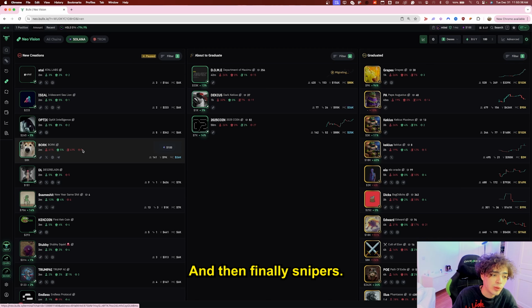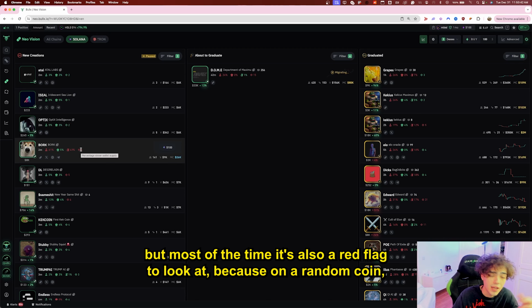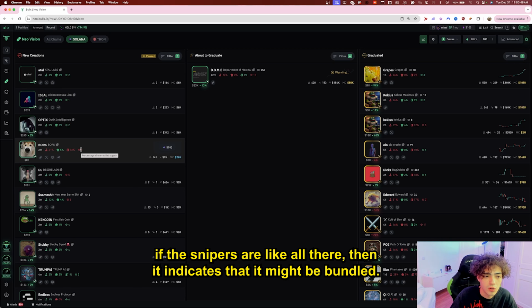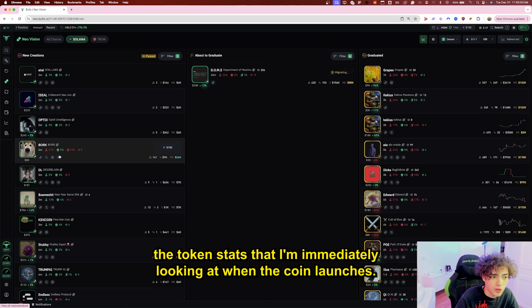And then finally, snipers. Snipers kind of depends, right? If it's a really hyped coin, it's okay that there are a lot of snipers, but most of the time it's also a red flag, because on a random coin, if the snipers are all there, then it indicates that it might be bundled. So yeah, that's pretty much the token stats that I'm immediately looking at when the coin launches.